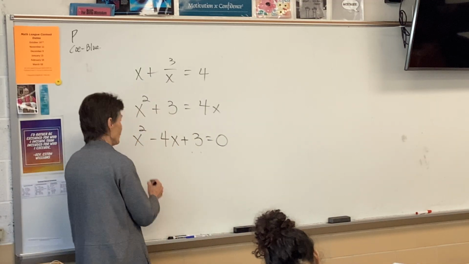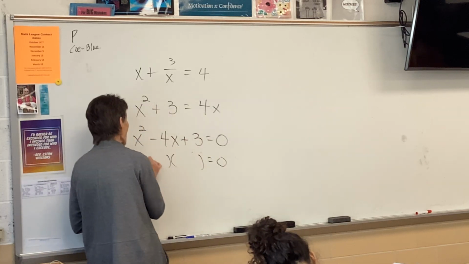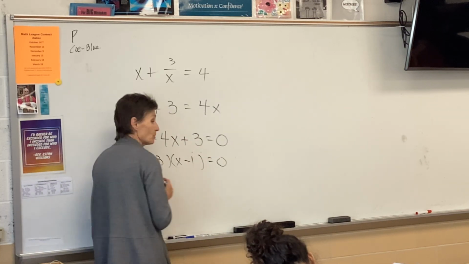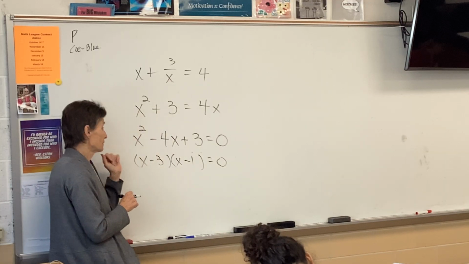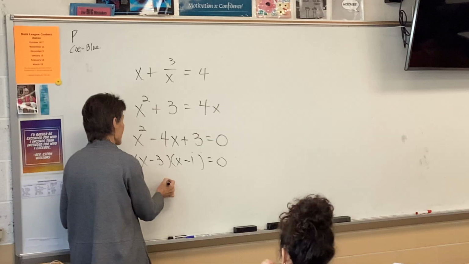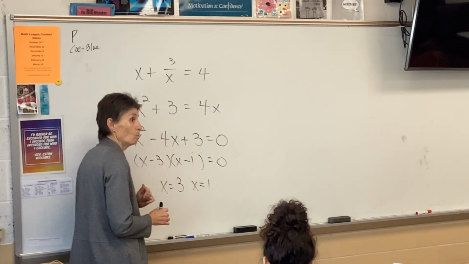And then what am I going to do? Factor it. Or if I happen to hit one that didn't factor, I could always use my quadratic formula. Put the factors, and it looks like x is 3 or 1.